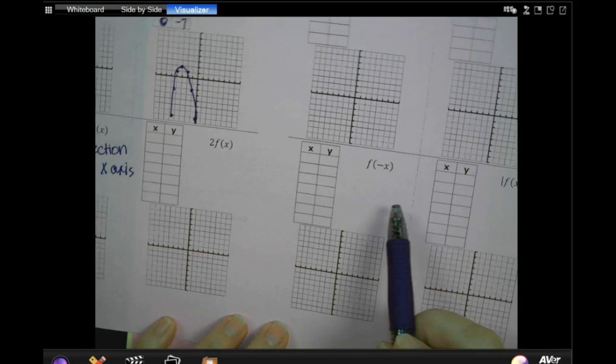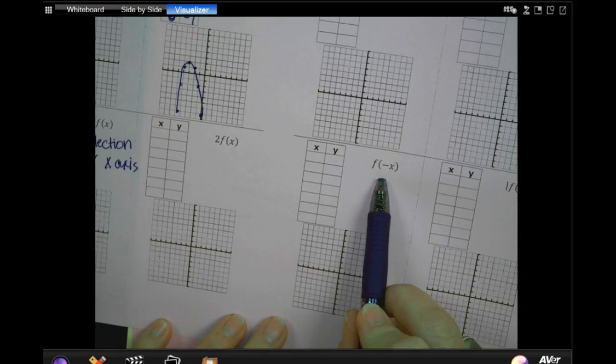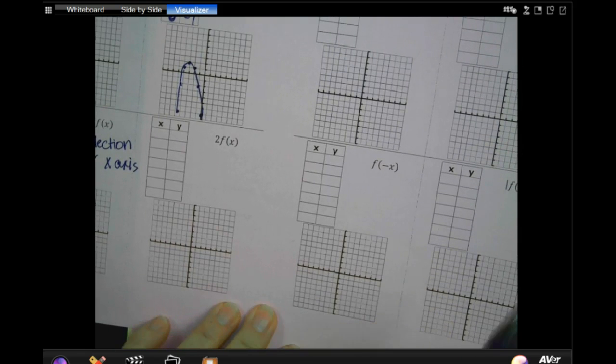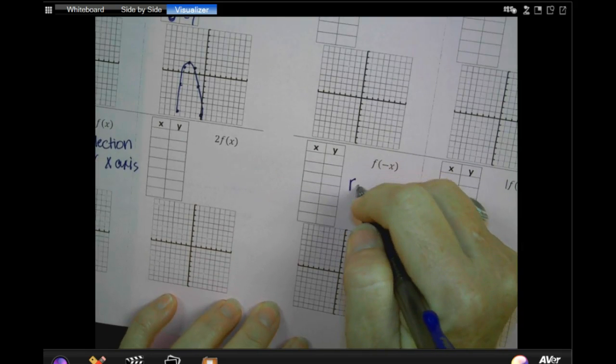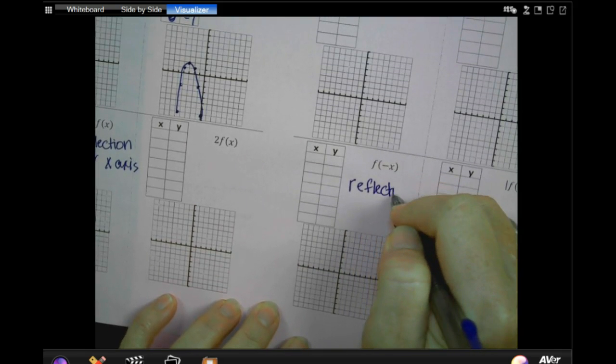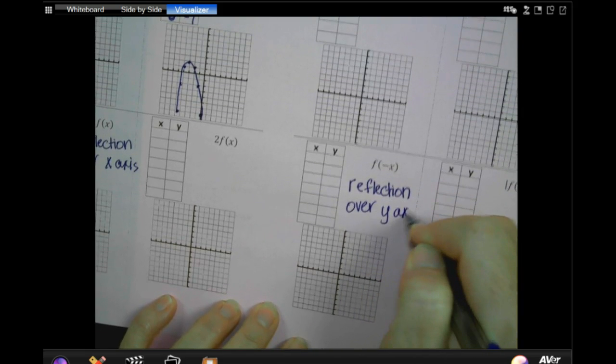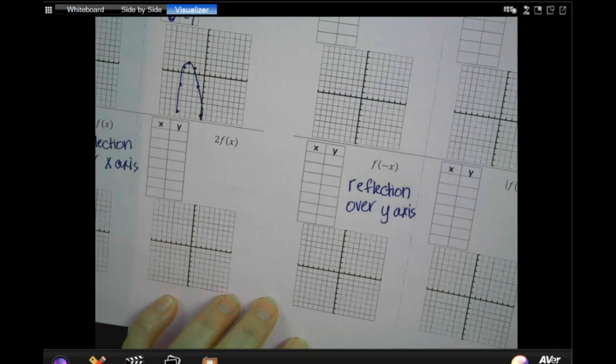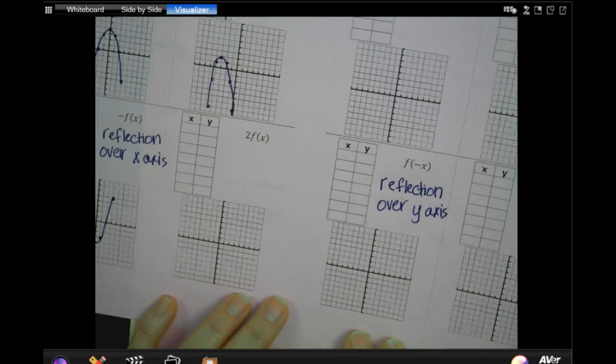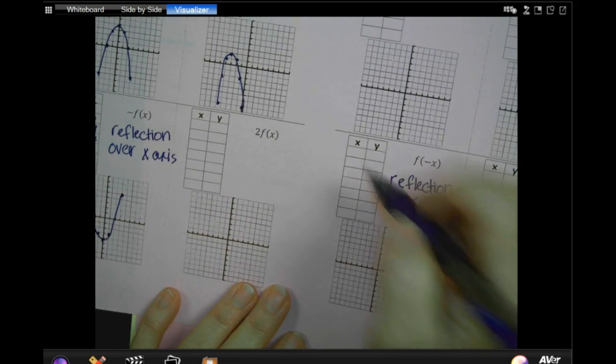Okay, so the next one, the negative is with the x. So this is a reflection over the y. And so I'm going to change the signs in my x.